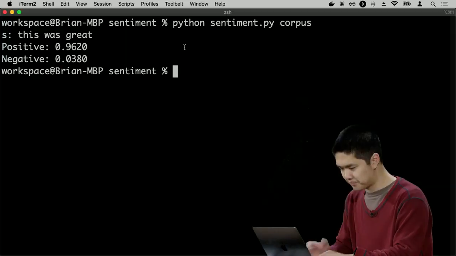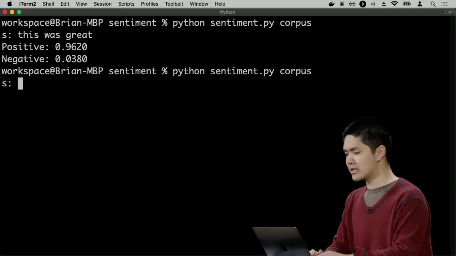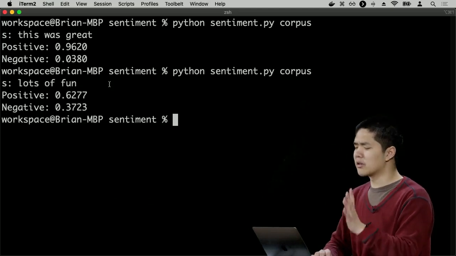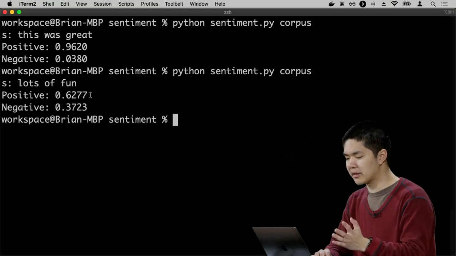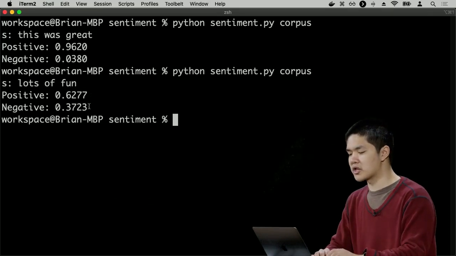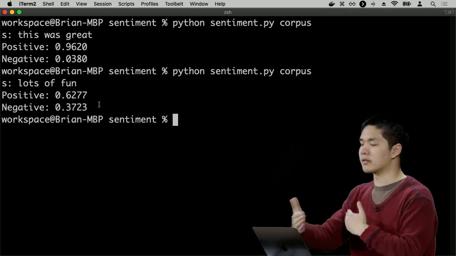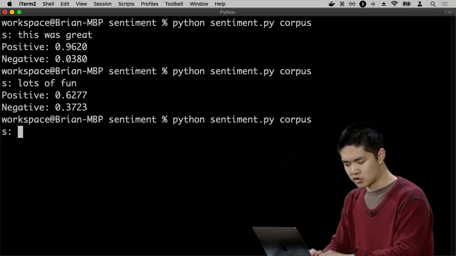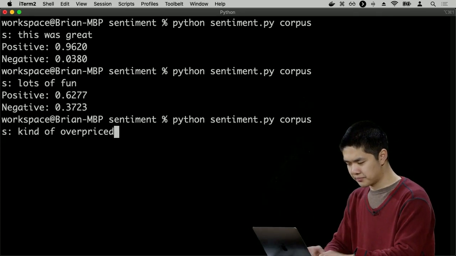It can figure out that this shows up about the same amount of time between the two, but great, that is a discriminator, a word that can be different between the two types of messages. So I could try it again, type in a sentence like "lots of fun," for example. All right, this one it's a little less sure about. 62% chance that it's positive, 37% chance that it's negative, maybe because there aren't as clear discriminators or differentiators inside of this data. I'll try one more, say like "kind of overpriced."